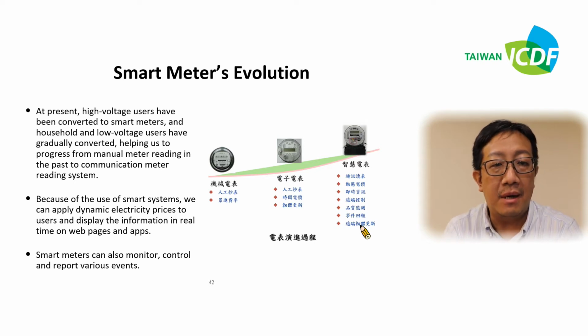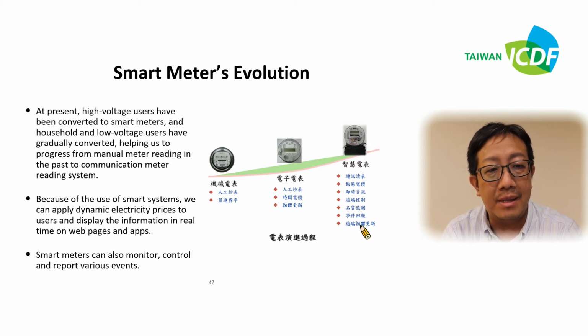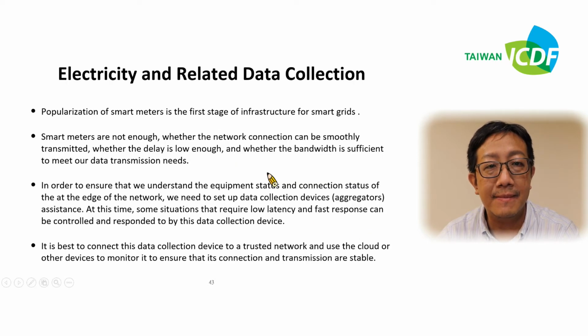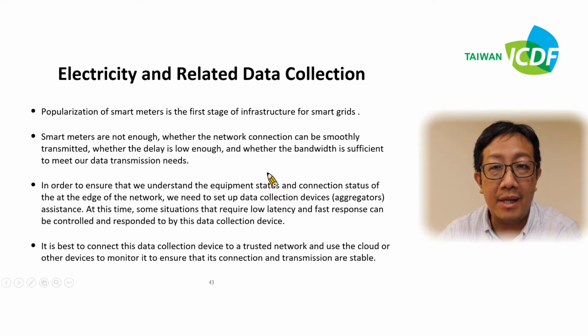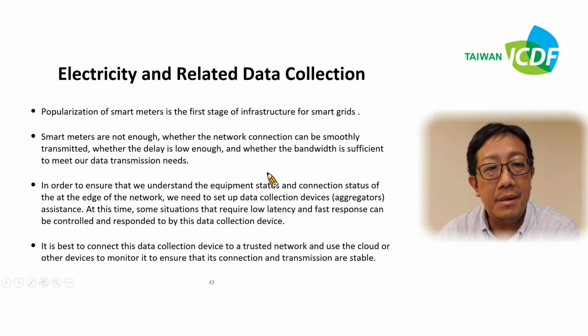Because of the use of smart systems, we can apply dynamic electricity pricing to the users and display the information in real time on the web page and applications on your mobile phone. Smart meters can also monitor, control, and report various events back to the operator. Electricity and the related data collection. Popularization of smart meters is the very first stage of the infrastructure of smart grids.